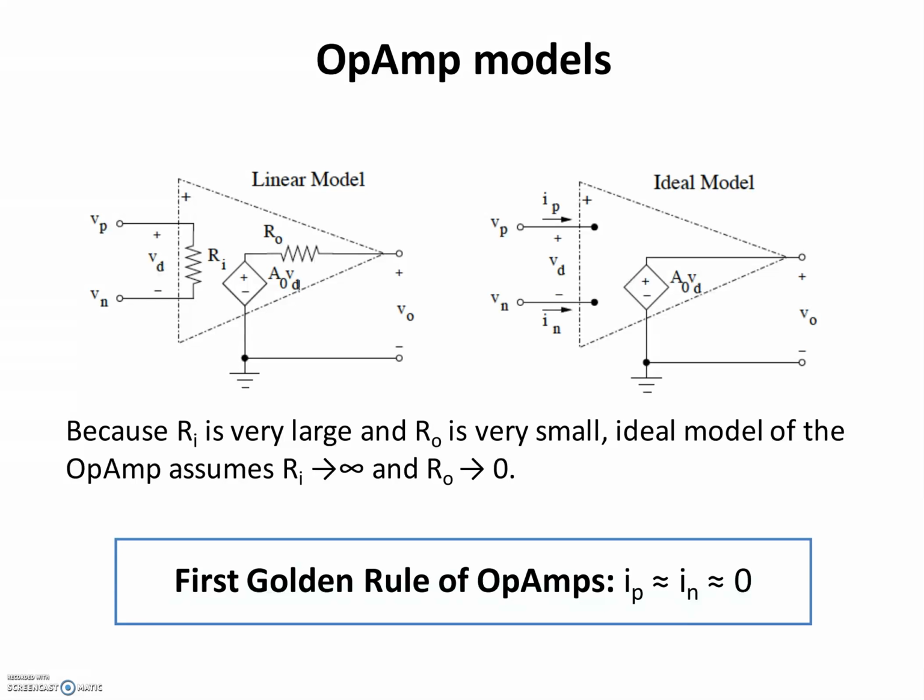So op-amps consist of several transistors and some other circuit components, but we can model all of those components using three circuit parameters, which are the components of a voltage amplifier model. So two resistances, one for R in and one for R out, and the dependent voltage source A naught Vd. So this is the linear model of op-amp.